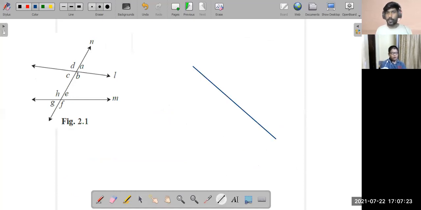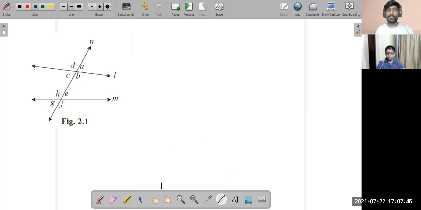So for example, this is one line, this is one line. They are intersecting each other. So these are intersecting lines. So what you said, you gave me the definition of intersecting lines. Okay, correct. I asked what is a transversal. Okay, I'll make you recollect the concept.